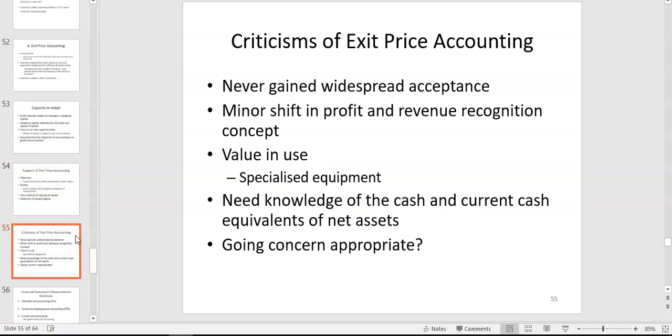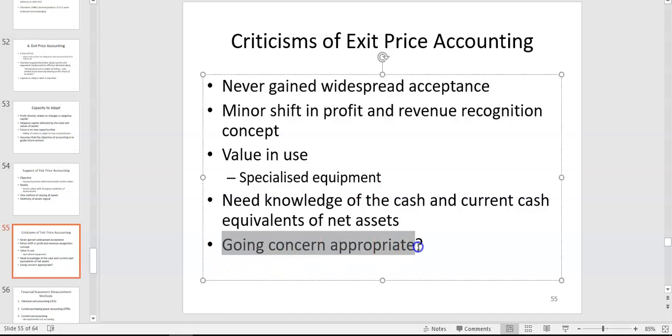The criticism, of course, is that it never gained widespread acceptance because there was a shift in the concept of profit then. You needed detailed knowledge of the cash equivalent of each of the assets. What was the exit price of each of the company's assets? So it took a lot of time trying to figure out what's the exit price for property, plant, and equipment, the exit price for receivables, for inventory, and it was quite subjective in a lot of the estimates that are required.